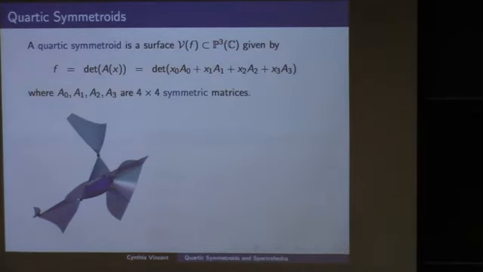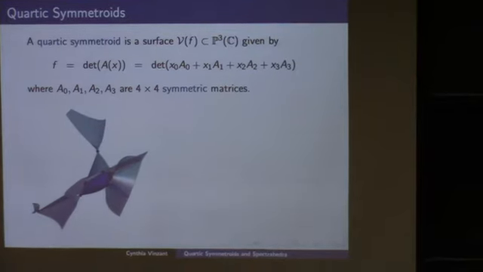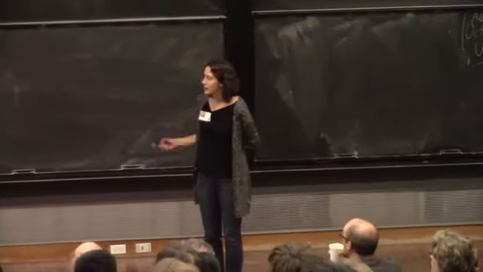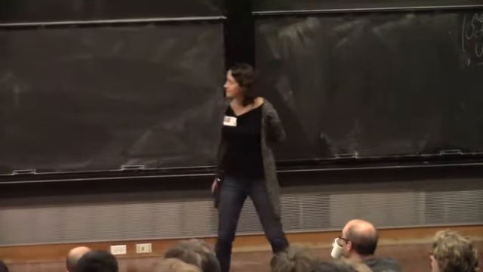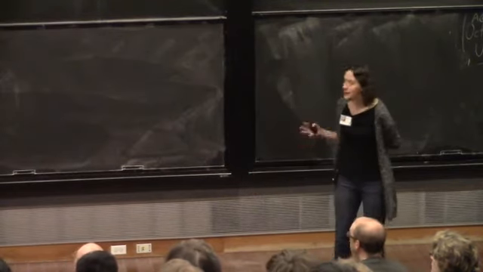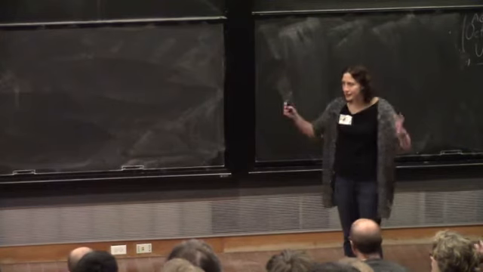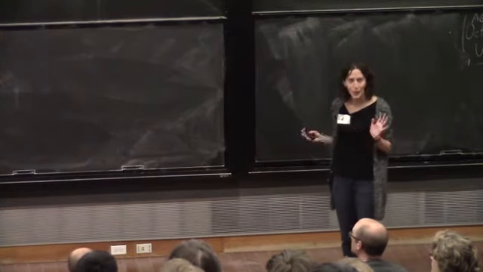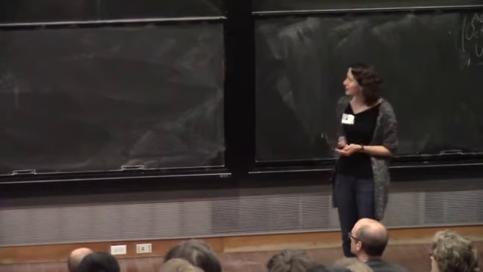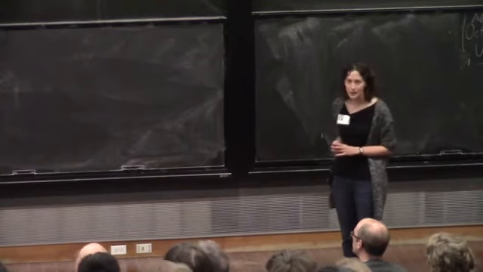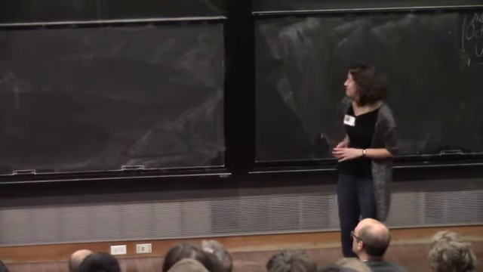So a quartic symmetroid is a quartic surface in P3, and it's defined as the determinant of a 4x4 matrix of linear forms that's symmetric. So you pick your 4 favorite symmetric matrices, you put variables in front of each of them, sum, take the determinant, you get a quartic polynomial, and you look at the surface it defines in P3.